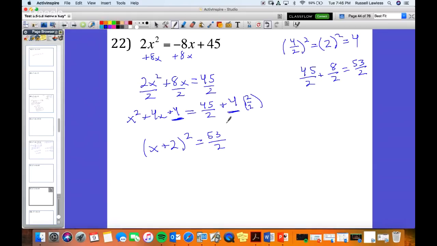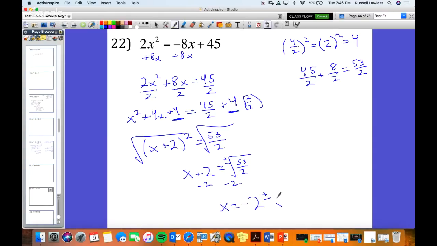Now, when I have 53 over 2, what we're going to do is get rid of this squared. So we're going to square root both sides to get x plus 2 is equal to the square root of 53 over 2. Now, keep in mind, this is the positive and negative value. Then what I'm going to do next is subtract the 2 on both sides. So then x would be equal to negative 2 plus or minus the square root of 53 over 2.